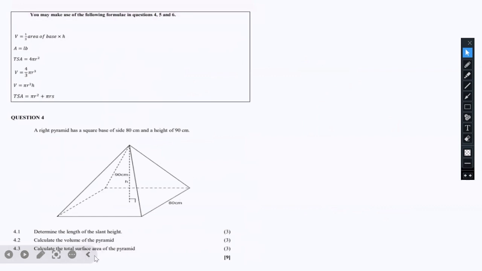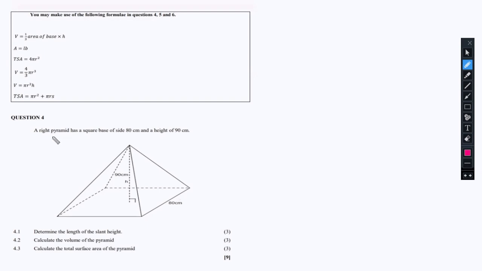Okay, we have this one right here. We are just given a bunch of formulas here, which we are not told what they are for. So volume is equal to 1/3 times area of base times height, and then A is equal to length times breadth. So you were just given formulas here. That means it was up to you to know which formula applies to which instance.